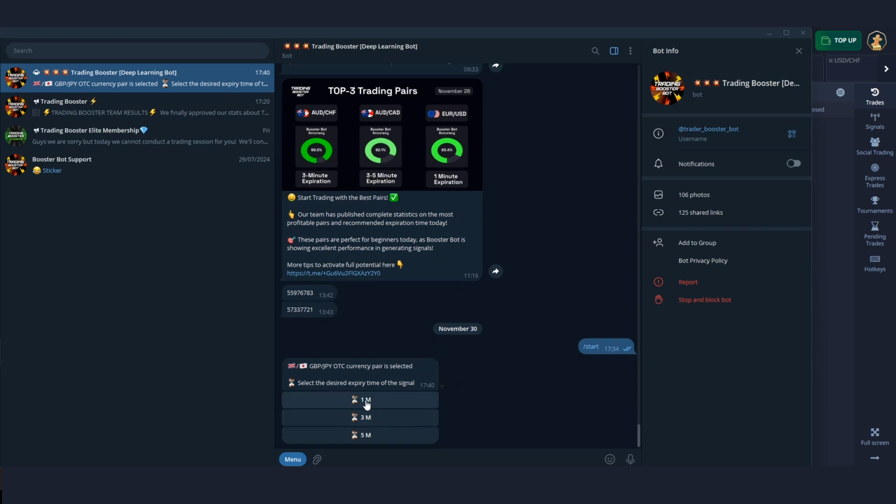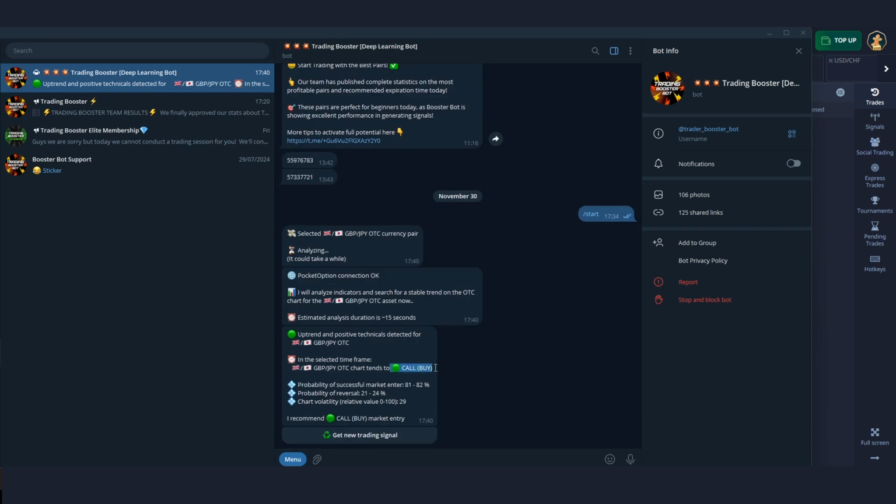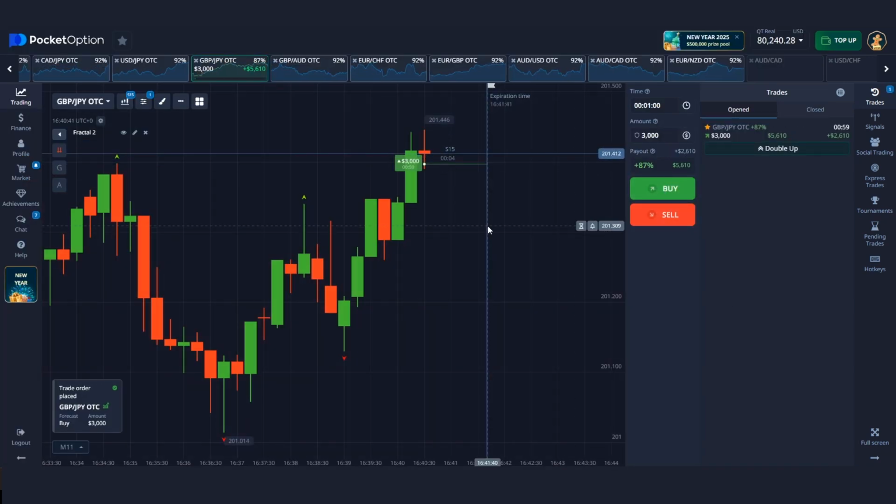I select this currency pair in the bot and again the trade time is 1 minute. I get a buy signal with excellent interest and I open my buy trade right from there.